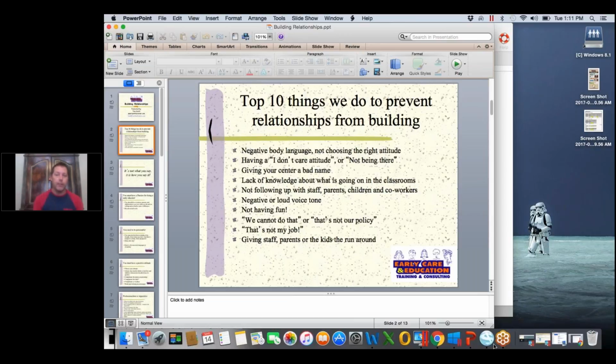With both parties. So I really want y'all to pay attention to that one. The next one, giving your center a bad name. Of course, when we're interacting with parents and employees, talking bad about your program is going to prevent a relationship from being formed. But it's the same thing in the classroom, too.